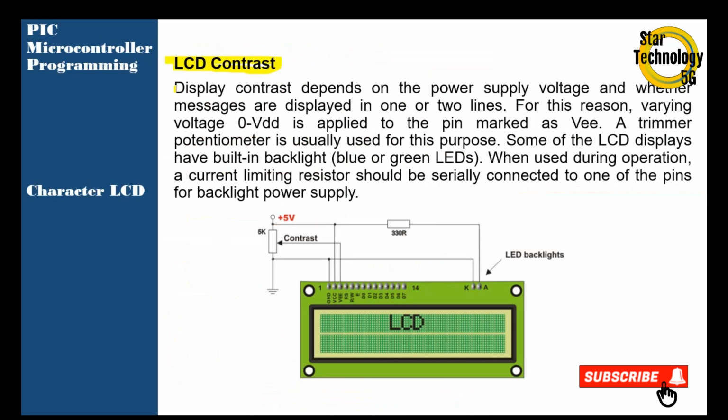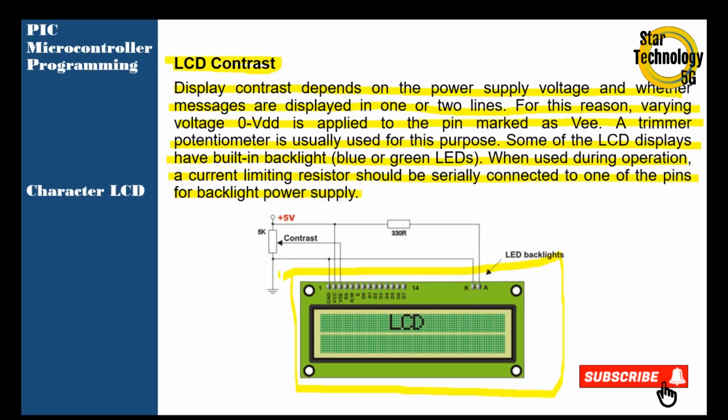LCD contrast. Display contrast depends on the power supply voltage and whether messages are displayed in 1 or 2 lines. For this reason, a voltage between 0 and VDD is applied to the pin marked as VE. A trimmer potentiometer is usually used for this purpose. Some LCD displays have built-in backlight, blue or green. During operation, a current limiting resistor should be serially connected to one of the pins for the backlight power supply. As you can see in this figure, here is the LCD. From this potentiometer, you can adjust its contrast. This pin we will connect to VE pin number 3 and we will set the contrast.